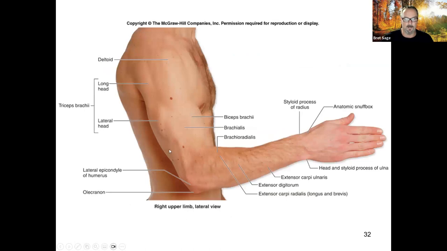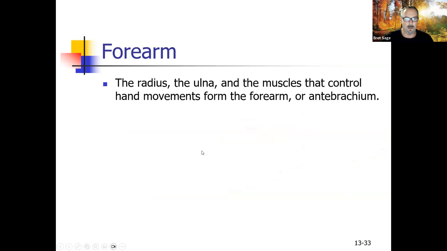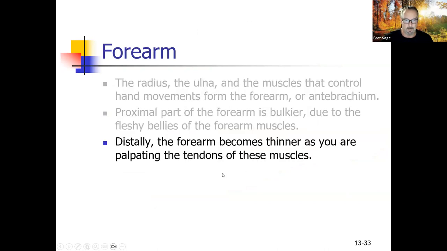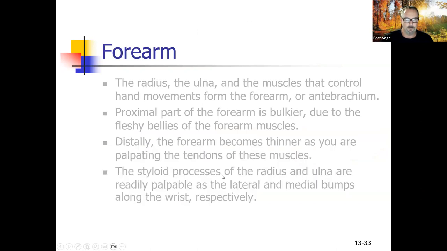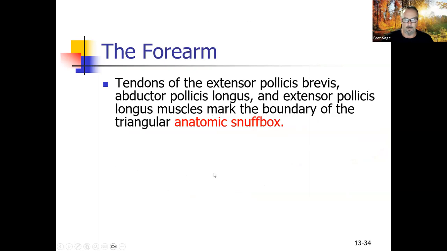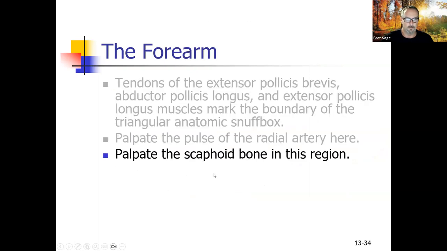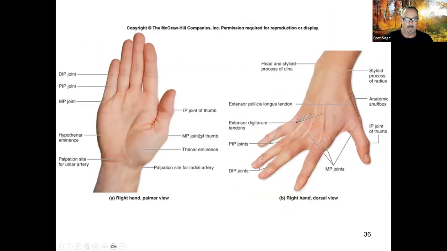Some more superficial structures that you should know. Forearm: radius, ulna, muscles that control hand movements. Please fill this in. More about the forearm. These are some superficial muscles associated with the forearm that you should know. Hand.